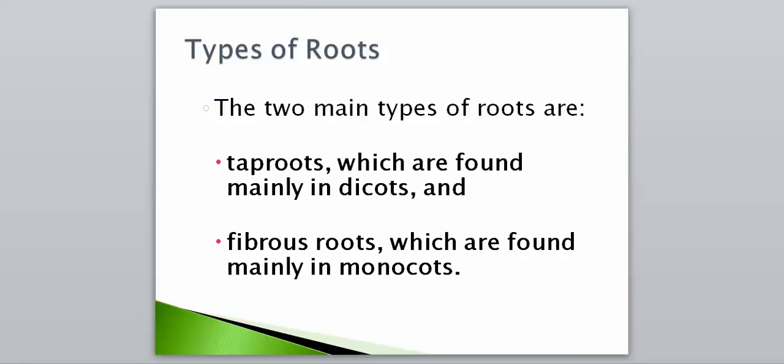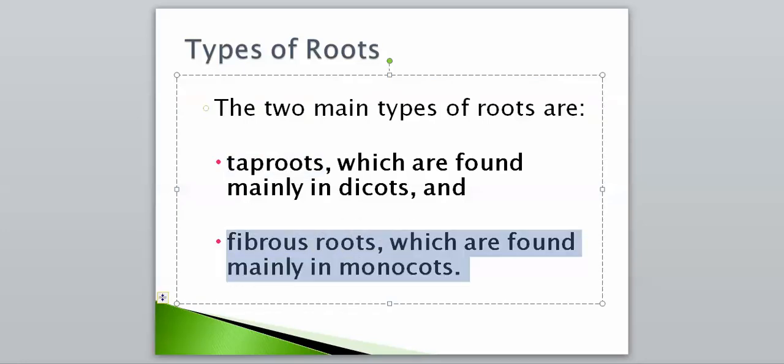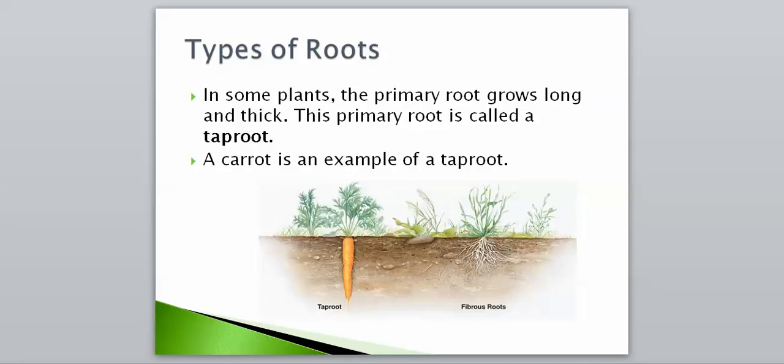But the two main types of roots are tap roots, which are found mainly in dicots, angiosperms, and fibrous roots, which are found mainly in monocots. So there's our two types, tap roots versus fibrous roots. And then in some plants, the primary root grows long and thick, and this primary root is called a tap root. And a carrot is an example of a tap root.